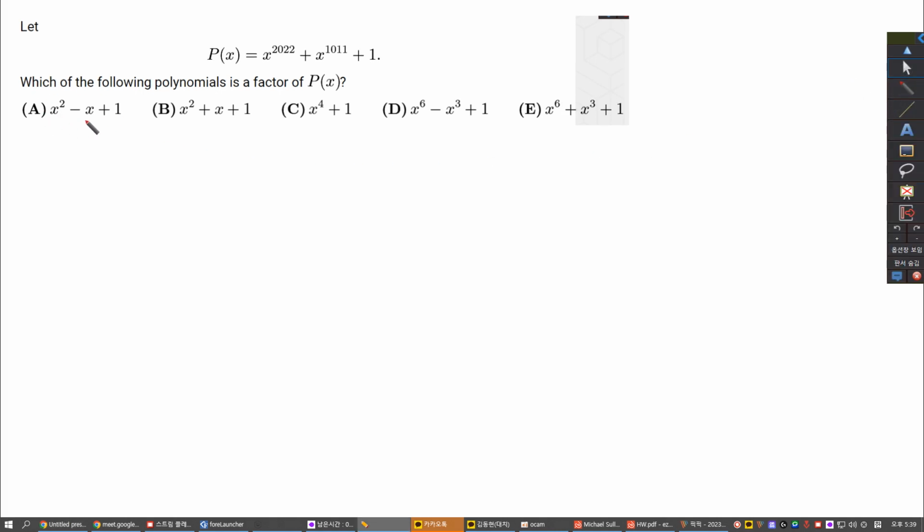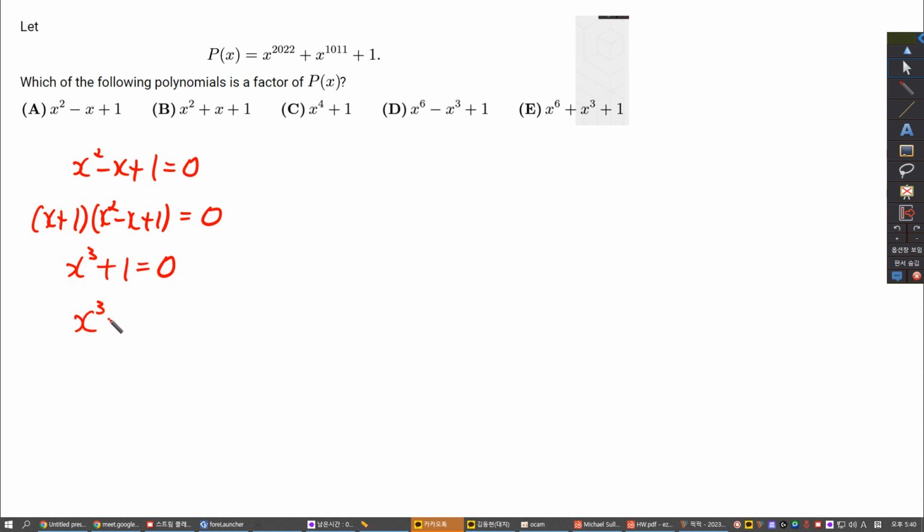So let's say the expression in A is 0. And in this case, we can multiply x plus 1 to both sides. It's still 0 because 0 multiplied by something is 0. And if we open the parentheses on the left side, we have this expression. So this means x cubed is minus 1. If the x value makes the expression in A 0, the x value cubed is equal to minus 1.